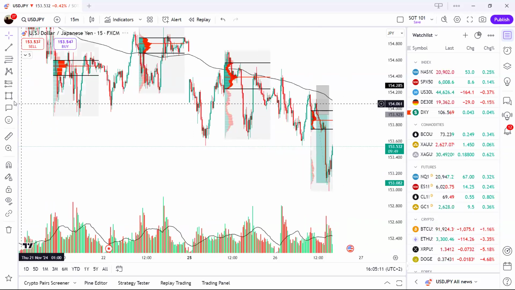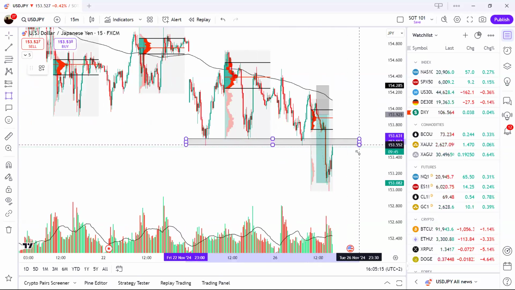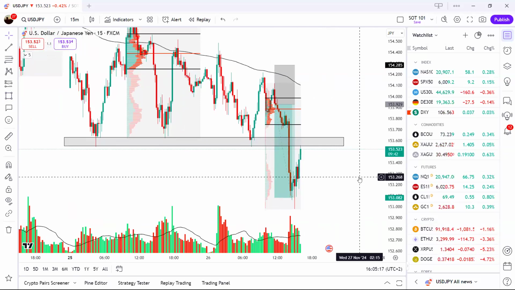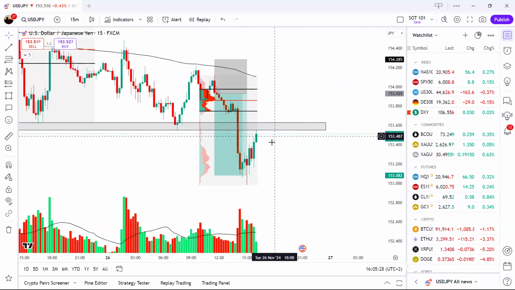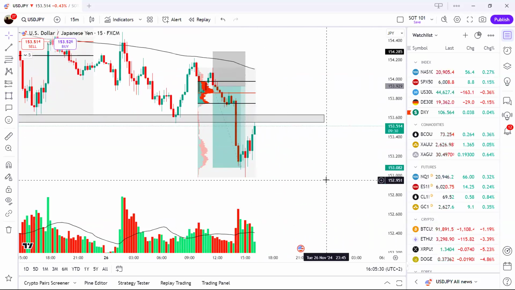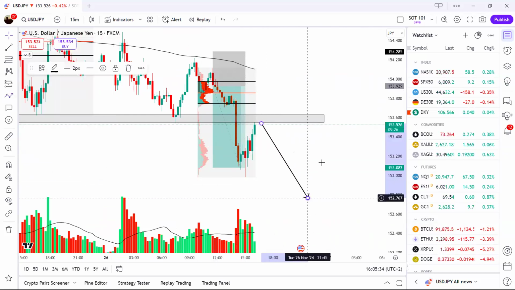We do have a bit of a support area that we want to see be used as a resistance area on USD JPY. It looks as if the market's going to build up a lot of momentum again on the Forex markets. So yeah, the push to the downside is looking really good for me. I am liking what I'm seeing over here.